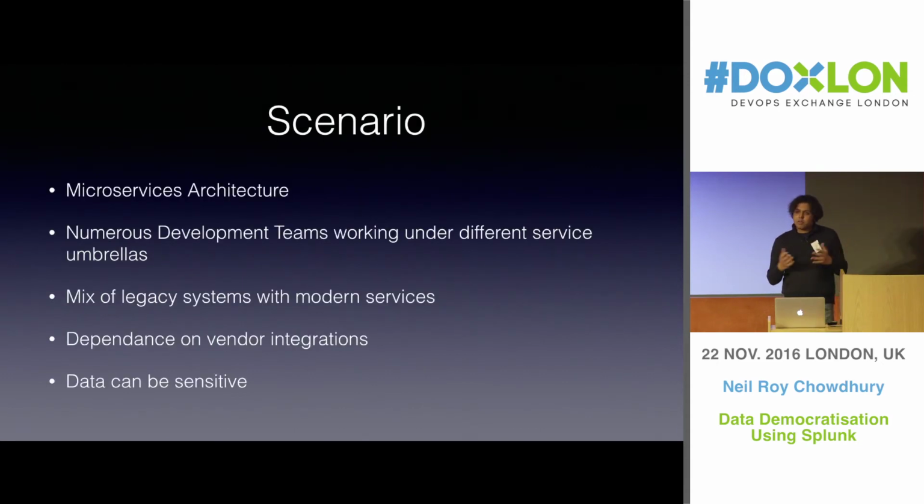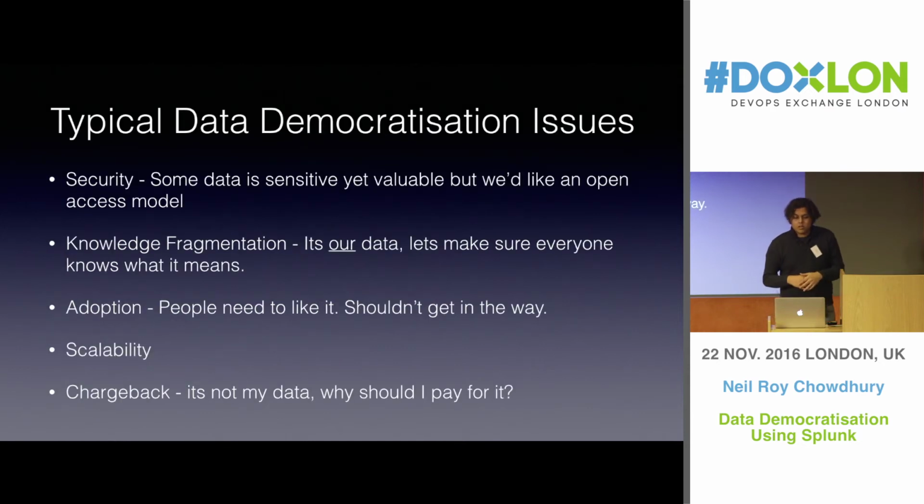So the scenario, in terms of how I see it in numerous businesses right now, is that you have microservices architectures, you've got numerous development teams under numerous service umbrellas. There's a mix of legacy systems with modern services, dependence on vendor integrations, and your data can be sensitive. So the typical data democratization issues, right?